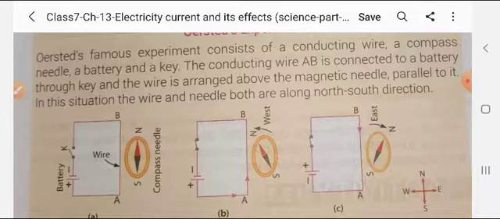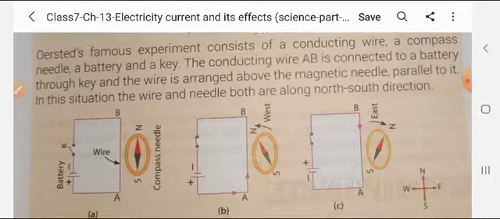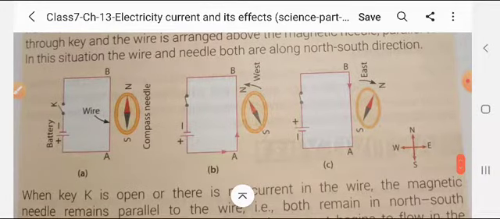Student, the needle and the wire are both along the north and south direction. You must see that the needle is always in the north and south direction when no current is flowing in the wire; till then, the magnetic needle just points toward the north and south.